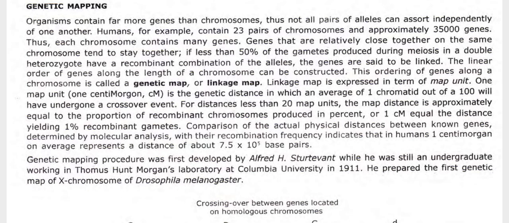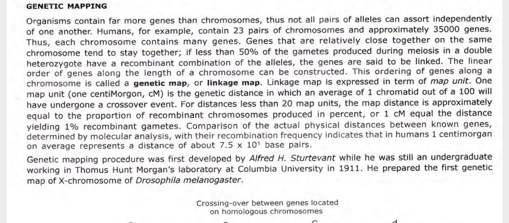35,000 genes. Thus, each chromosome contains many genes. Genes that are relatively close together on the same chromosome tend to stay together. If less than 50% of the gametes produced during meiosis in a double heterozygote have a recombinant combination of the alleles, the genes are said to be linked.